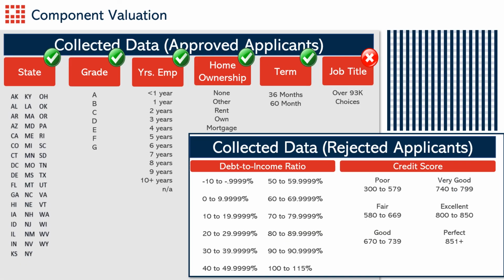Each component valuation is the natural occurring inputs for the variable, whether user-defined, like job title, or predefined, like term limit. Each variable adds to the complexity of the model. Without including job title, there are over 42,000 combinations of data an applicant may submit. The values of each variable are dictated by business rules. Approved applicant component valuations are state. All 50 states have at least one applicant that was approved or rejected. Grade, ranging from A to G.